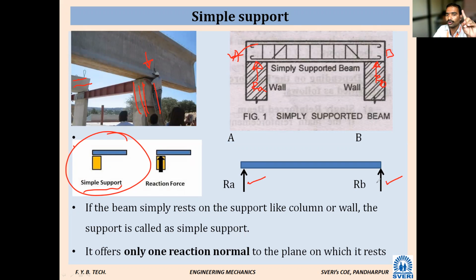If it is simply supported, then there is only one reaction, and that reaction is along the vertical direction. If the beam simply rests on a support like a column or wall, the support is called simple support. Is it clear, everyone? Yes, sir. All of you write this. First one is simple support.